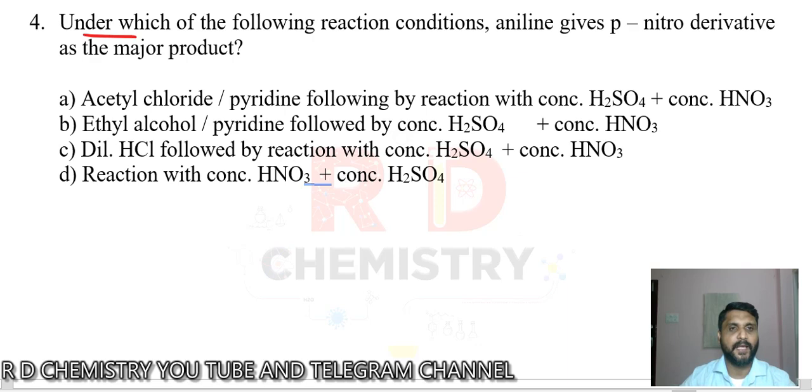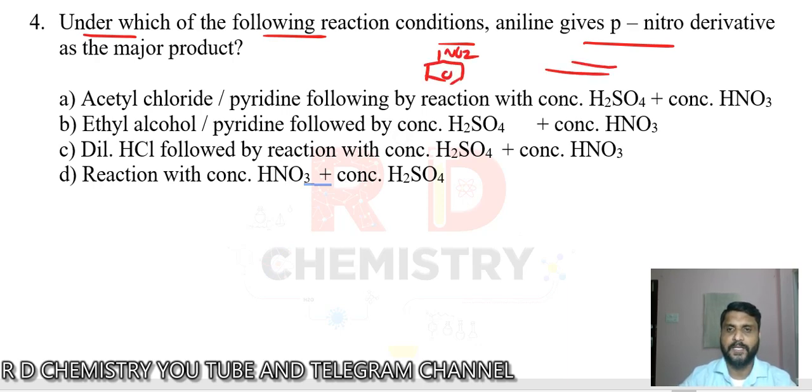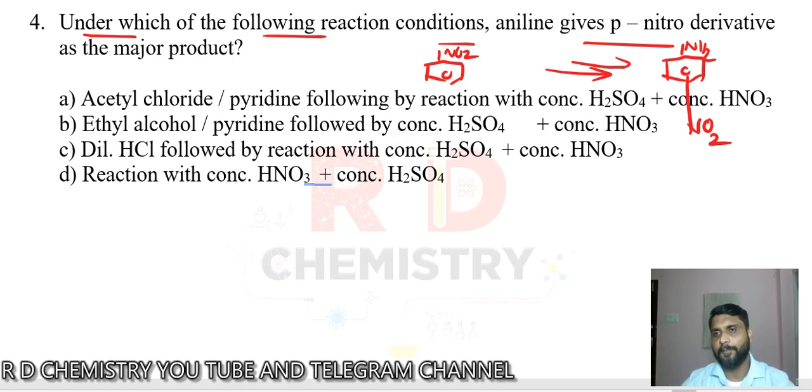Question number 4. Under which of the following reaction conditions does aniline give the para-nitro derivative? Suppose we have aniline and we want, in a few steps, majorly para-nitroaniline. Only the para position has to be substituted, not the meta or the ortho position. Suppose we nitrate directly, we will get ortho, meta, para, all three types of products. So now how to do that?